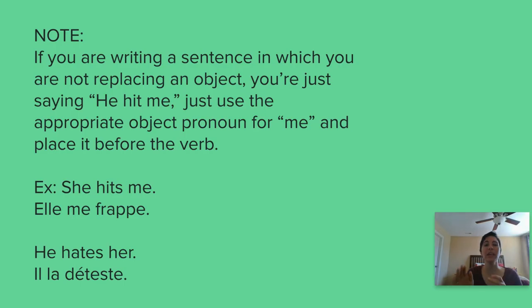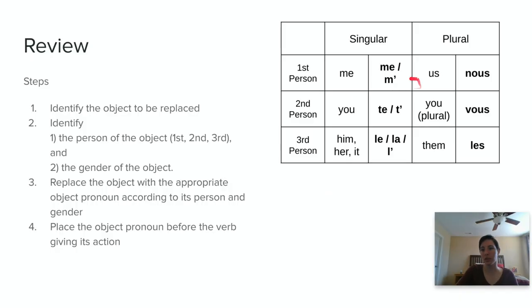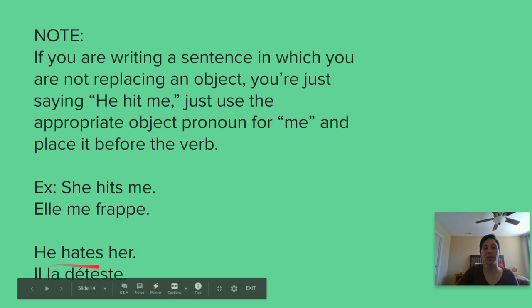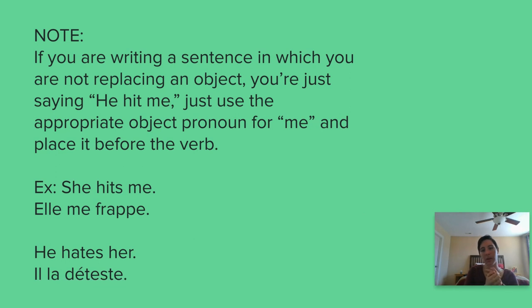Note, if you're writing a sentence in which you're not replacing an object, like you're saying he hit me or I love you, you're just going to find the appropriate object pronoun for me or you and place it before the verb. Okay, so right here you can see that. She hits me, elle me frappe. He hates her, il la déteste. So, it just works. You just find that object pronoun. But when we are replacing it from having already mentioned it, we're going to follow those 4 steps.